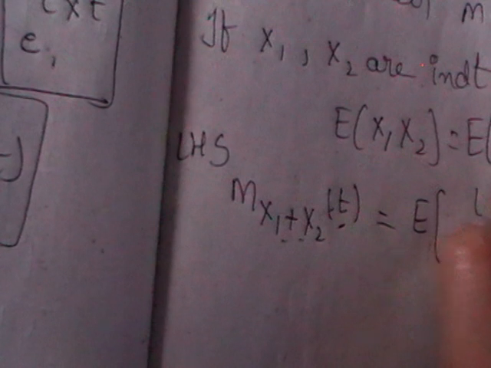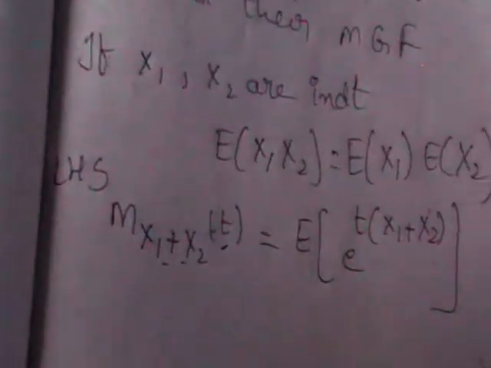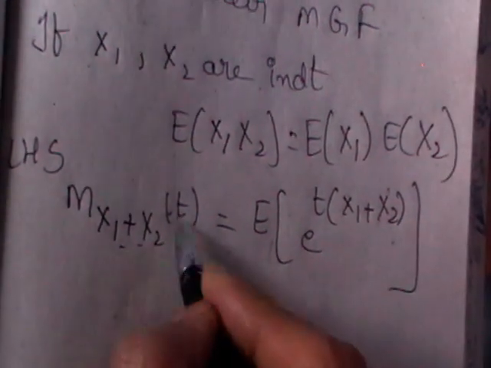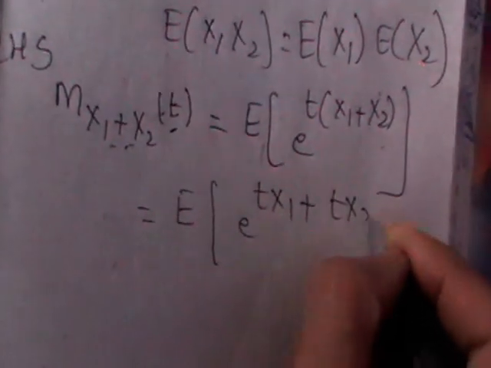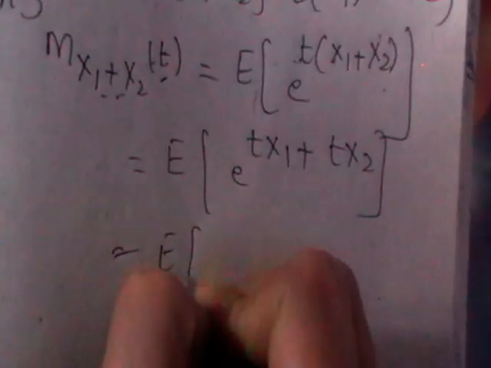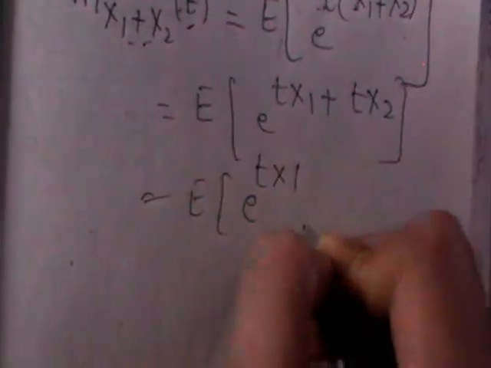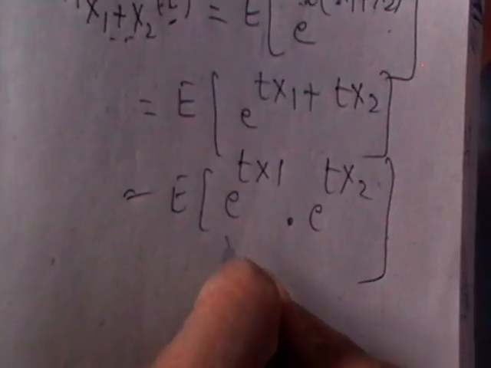In a similar way, the expectation of e power t(x1 plus x2): by the definition of expectation of e power tx, you should multiply these two. So expectation of e power t(x1 plus x2). Okay, I have multiplied these two, and I can also write this as e power tx1 into e power tx2, since a power (m plus n) is equal to a power m into a power n.